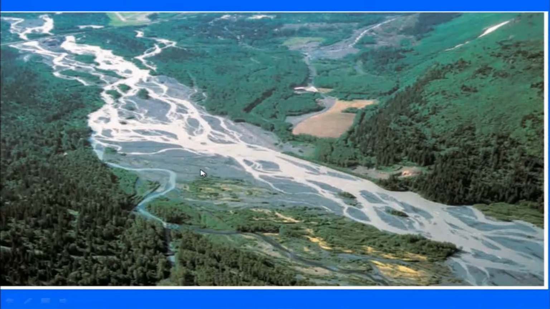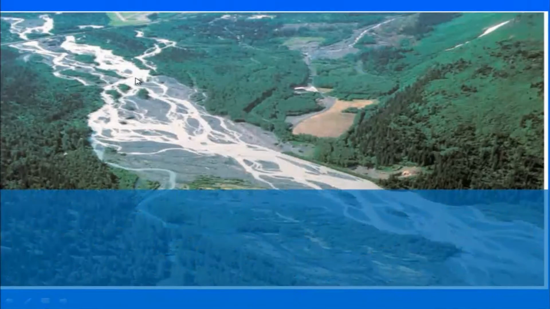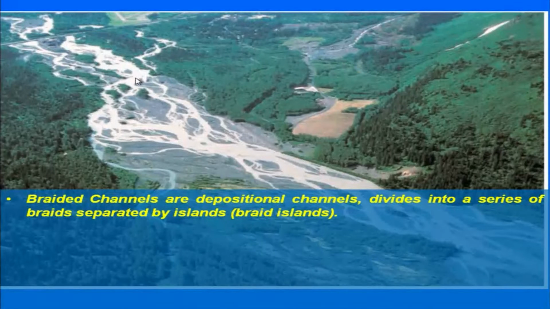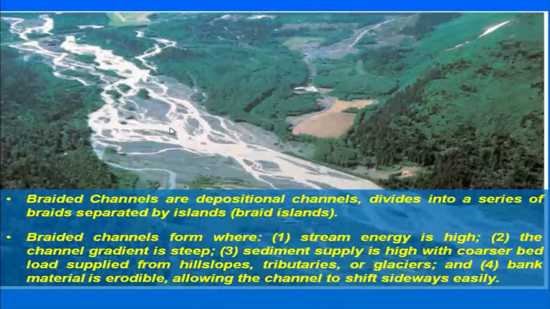So, if you look at this in slightly greater detail, in relation to the slope and the sediment it carries, it says that braided channels are depositional channels divided into a series of braids separated by islands. So, you have multiple islands in between, as you can see here, and you have the divided channels. And braided channels form where the stream energy is high.